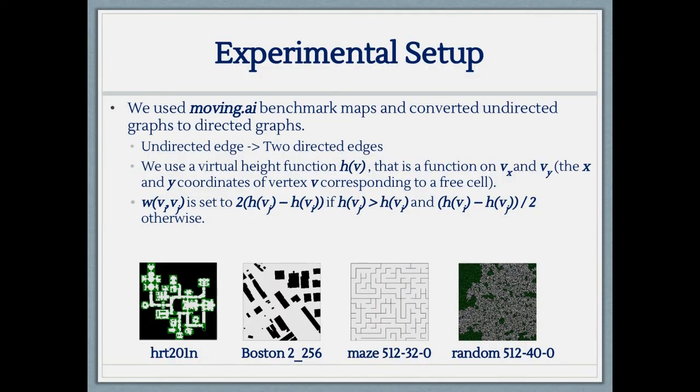In order to test our method, we used benchmark maps from moving.ai and converted the undirected graphs to directed graphs. We did this by assigning a virtual height to each node based on its xy coordinates in the map. This height was used to assign asymmetric edge weights between connected nodes. Combined with the existing graph structure from the maps, we were able to generate strongly connected graphs with asymmetric path distances between nodes.